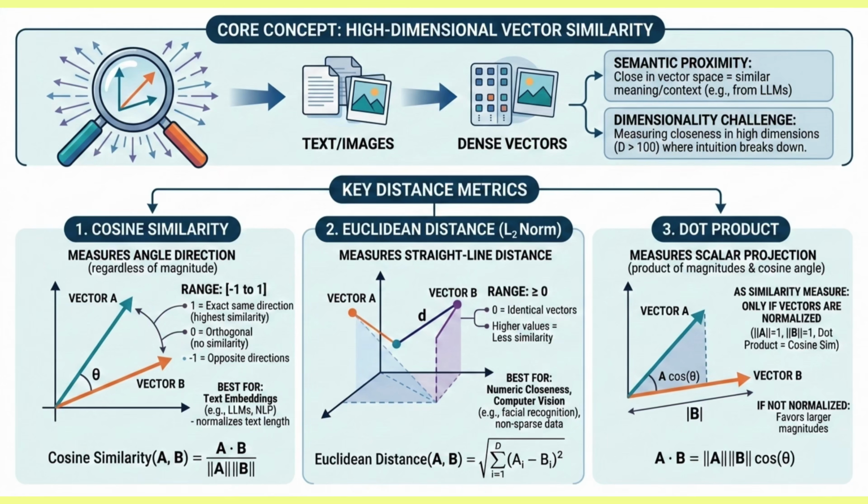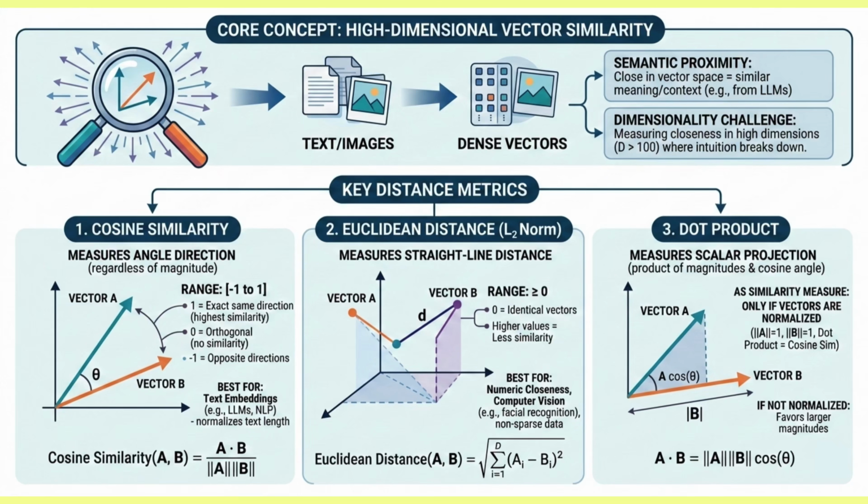It is best for text embeddings, since text length or frequency can influence a vector's magnitude. Cosine similarity effectively normalizes this effect, ensuring that the semantic content is the primary factor in determining similarity.